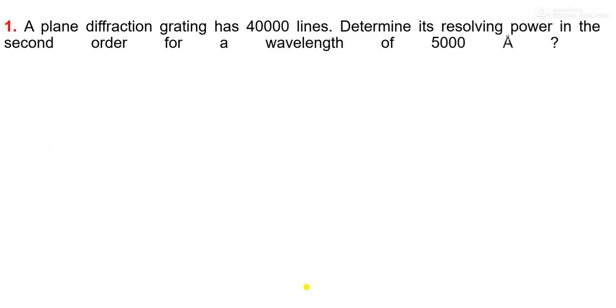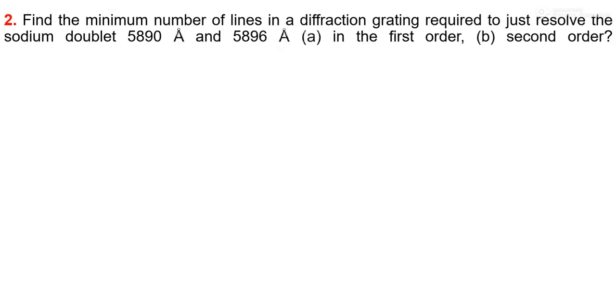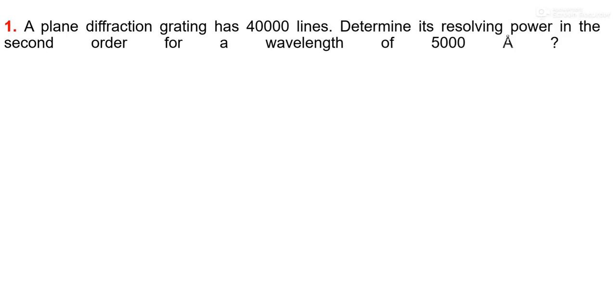So the first numerical is: a plane diffraction grating has 40,000 lines. Determine its resolving power in the second order for a wavelength of 5000 angstrom. Okay, so here the plane diffraction grating has 40,000 lines, which means capital N equals 40,000, and we need to determine its resolving power in second order.